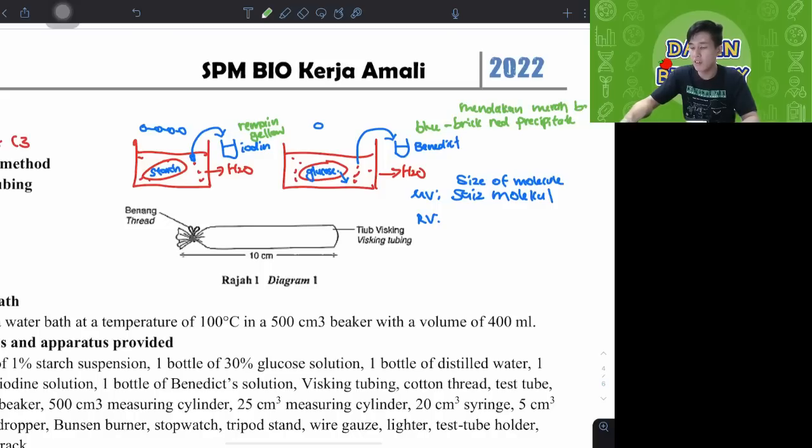Okay, however, for the Benedict one, once you test with the Benedict already, you need to boil it. You need to didihkan the larutan. Then only you will have these changes. So if this experiment comes out, this is what you need to do, boil the solution. That's why I think this one, the chances are slightly lower because the steps are actually very long.